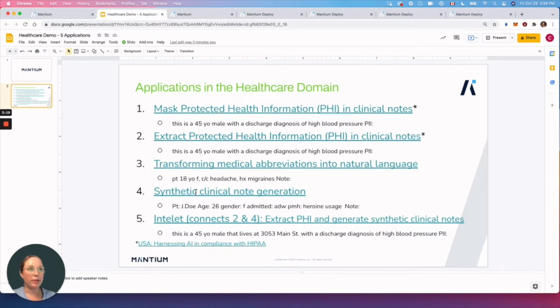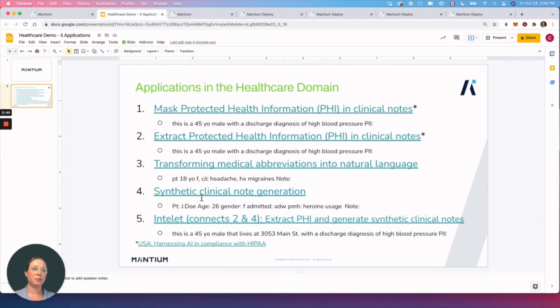The fourth application is synthetic clinical note generation. So these synthetic clinical notes can be conditioned on a variety of different inputs, such as medical abbreviations, PHI entities. And so what this means is that this application will actually take a more creative approach to synthetically creating clinical notes, and it will do so with a variety of different types of inputs that it will use as its starting point.